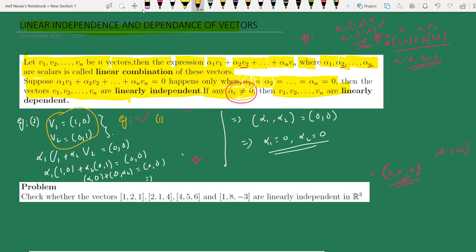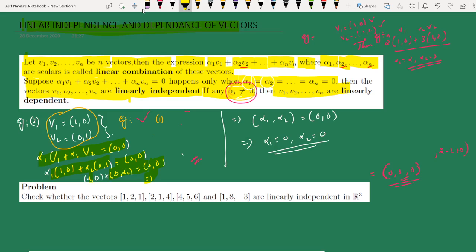So the thing is, what is the problem here? The problem here is how to identify, if you have more than 3 or 4 vectors, whether the vectors are linearly independent or not. So it is not very easy, right? By guessing or by trial and error, it will be very time consuming and we cannot easily find the answer. So there we use a matrix.